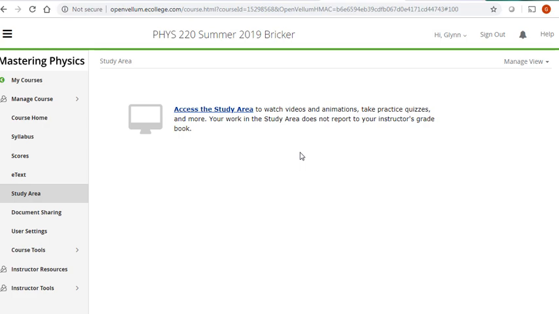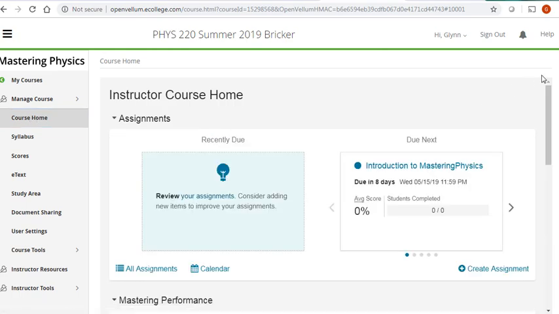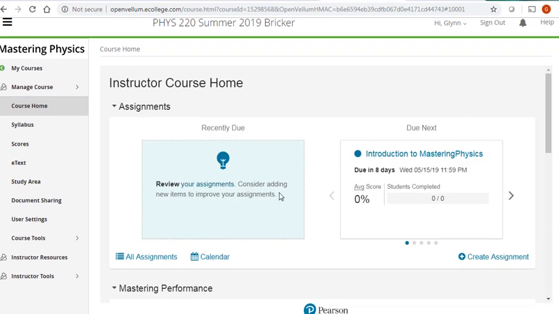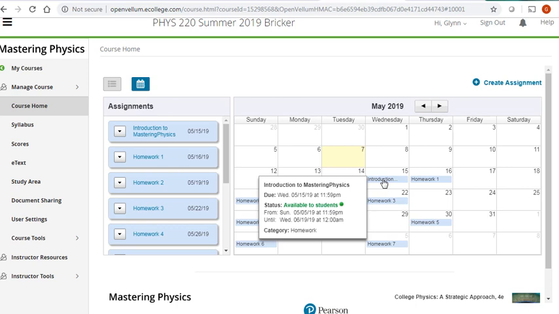Okay, so the mastering homework, again, that's where the e-text is located. Here's the study area. You don't have access to all of these things, but some of them you do. So this is again where the homework is located. So let me go to calendar view. So here's the introduction, and the introduction is just for bonus points. So check it out right away. It's really not physics related per se. It's how does mastering physics work? I think there's 10 questions, and you can get 5 bonus points, something like that.